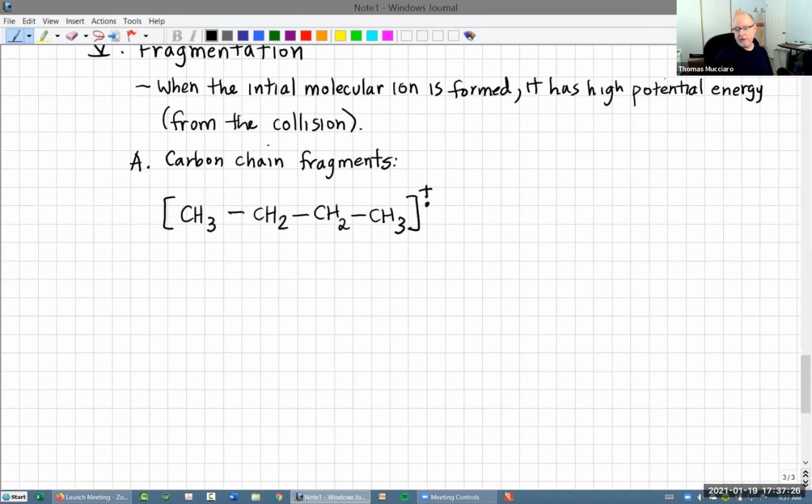So imagine that we made this. This would be like a butyl radical cation. What could happen is the carbon chain could break. I'm going to show you a couple of examples of these. When the carbon chain breaks, it breaks into a free radical on one side, which has no charge and we will not see, and a cation on the other side. So I'm going to start here with, let's break just at the methyl.